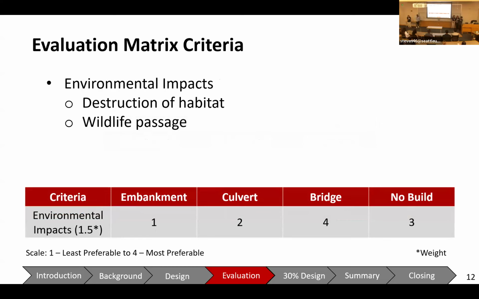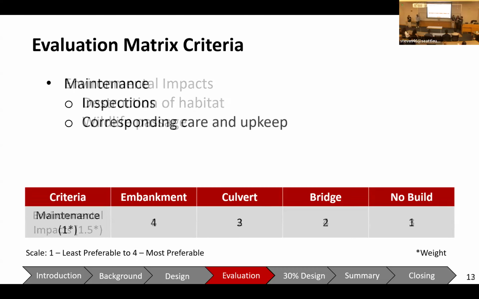Our second criteria, we evaluated environmental impacts. So for this, we considered the destruction of habitat. We know that there are birds nesting on the underside of the bridge, and while the adjacent stream is currently non-fish bearing, there is a potential for it to be in the future. So we want to maintain any wildlife passage or habitat that occurs there. For these reasons, we ranked the bridge as the most preferred and the embankment and culvert as the least preferred.